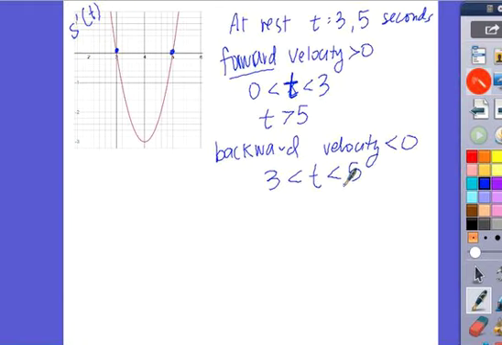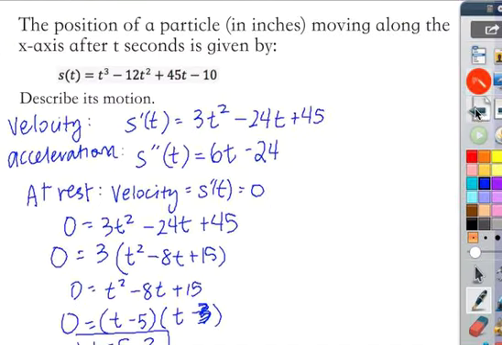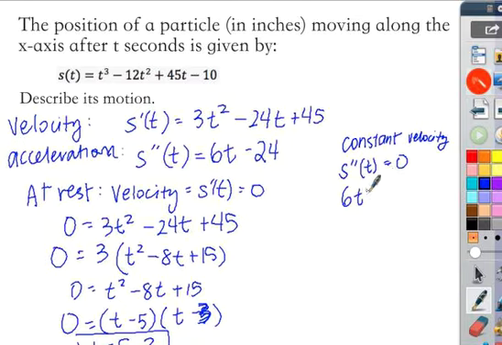The next question is going to ask me, oh wait, what else can we see? We can see where acceleration is 0. That'll mean that I have a constant velocity. If I was to set that, that would mean that my acceleration would equal 0. So 6t minus 24.